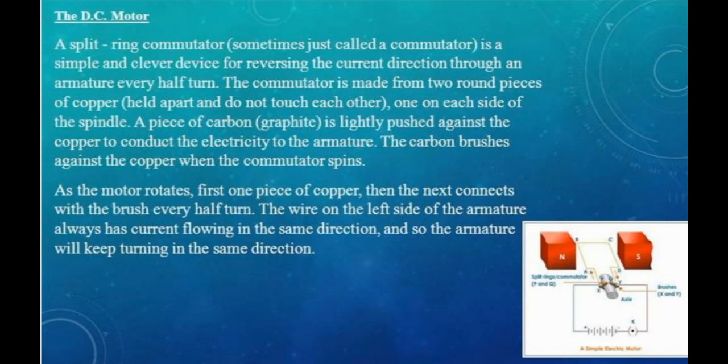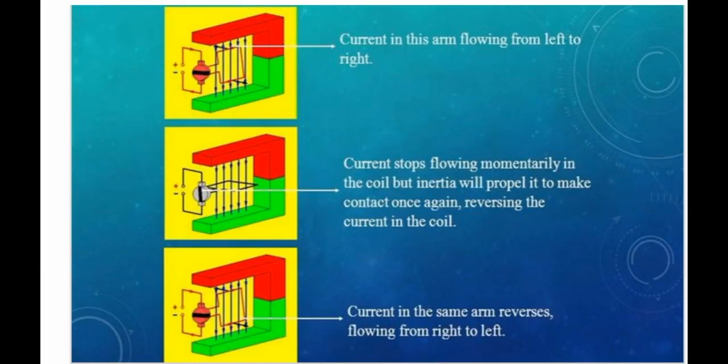Then we have a battery. Then we have the brushes. The function of the brushes is to supply the current to the coil. When brush B1 is positive, brush B2 will always be negative. You can see in this figure how this armature coil will be rotating. Current in this arm is flowing from left to right.